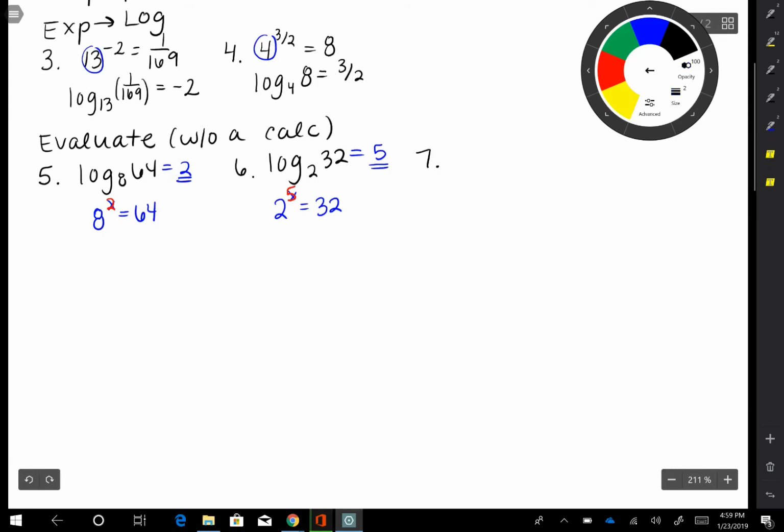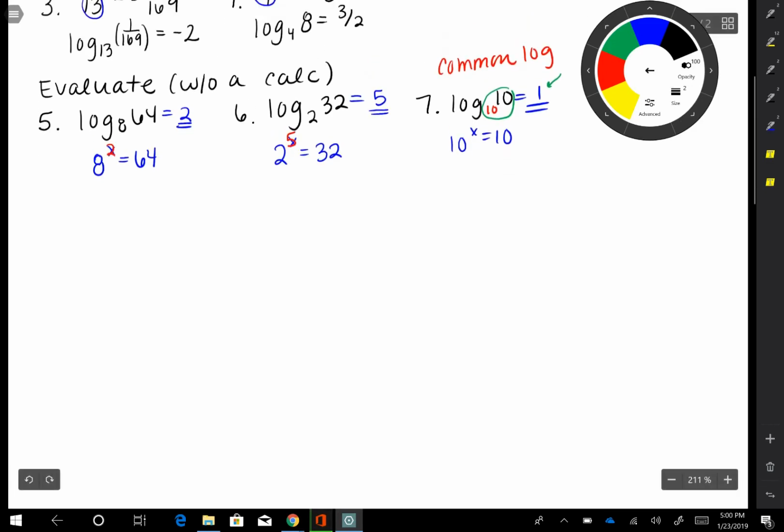Let's try another. How about log of 10? Now, I purposely did this one because I did not write a base. And you guys need to remember that when the base is not written, that is the common log. And that is base 10. Okay, so here I'm asking myself, 10 to what power gives me 10? Oh, that's easy. That's 10 to the first. So that is 1. And another thing to remember, whenever your base and the number you're taking the log of are the same thing, you're going to get out 1. All right, let's do a few more.